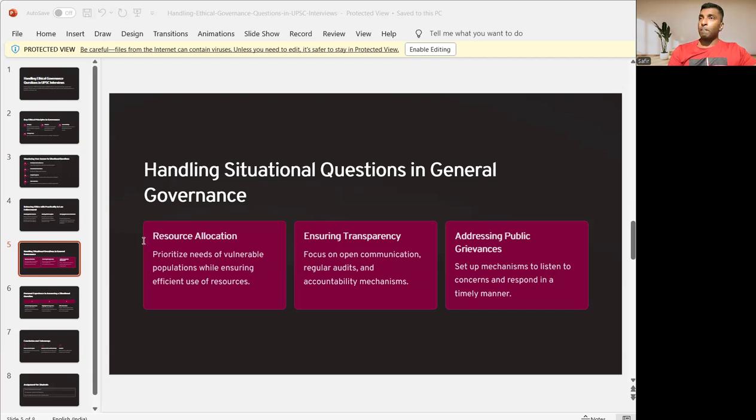Now, again, in one of my interviews, I was asked how I would address complaints about the misuse of government funds in a public welfare project. So what I did is I explained that I would ensure a thorough audit of the project, make the findings public, and take corrective action if any misuse was found. By focusing on transparency and accountability, I demonstrated my commitment to ethical governance here. So that's how you will be framing the answer.